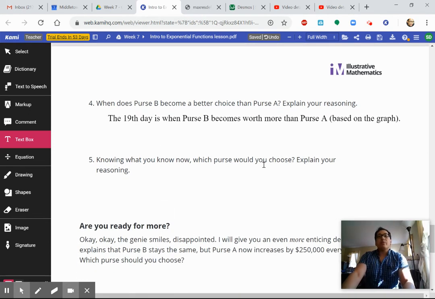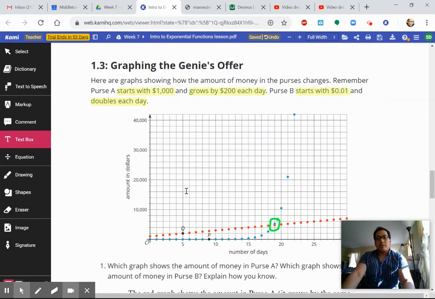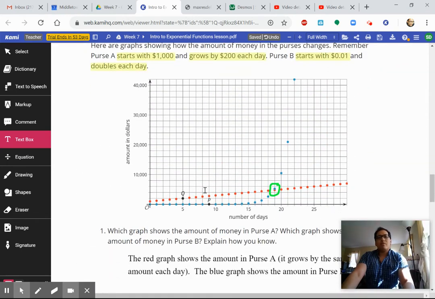Knowing what you know now, which purse would you choose? If we look at these two graphs, would you choose the red graph, or would you choose the blue graph? Look at the crazy growth on the blue graph, right? That's huge. It just takes a long time, and that's the nature of exponential functions. Exponential functions always start off very, very slowly, but eventually it doubles, and because it's doubling each time, once it gets big enough, it can overtake any linear function, actually. That's the nature of an exponential.